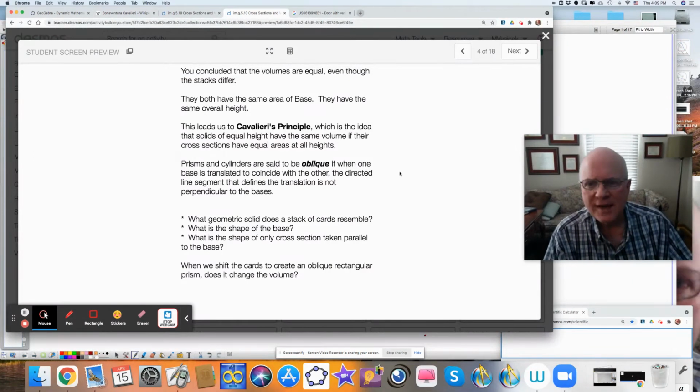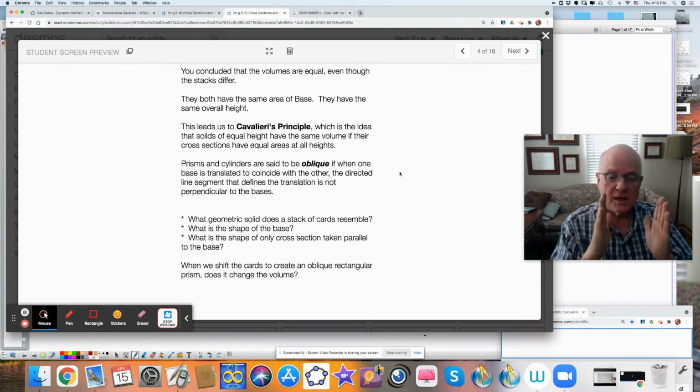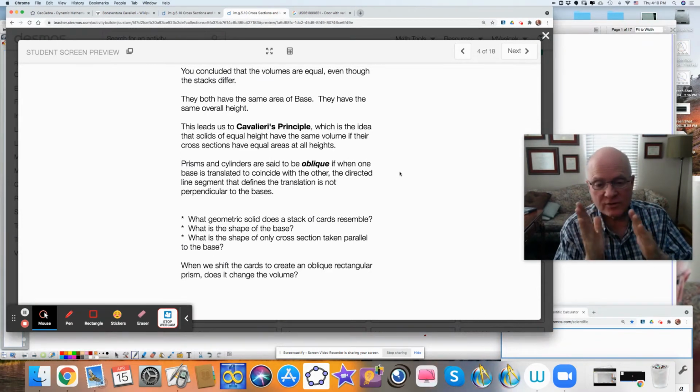This leads us to Cavalieri's principle, which is the idea that solids of equal height have the same volume if all their cross sections at all levels of height are the same. Prisms and cylinders are said to be oblique if one base is translated to coincide with the other by a directed line segment that defines a translation that is not perpendicular to the base. So it goes like this.